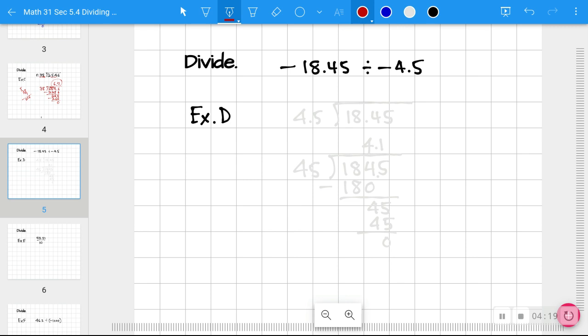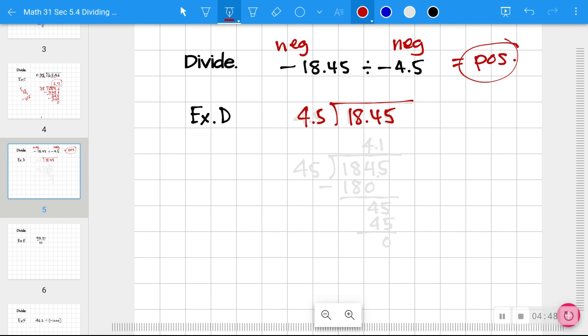Okay, we're taking a negative divided by a negative. So our answer is going to be positive. And on these problems, you ignore the signs and then come back and make sure you've got the right type of answer here. All right, so we're taking 18.45 and we're dividing it by 4.5. Notice that I'm ignoring the signs for now. And our decimal has to move 1 spot in the divisor, so it has to move 1 spot in the dividend.